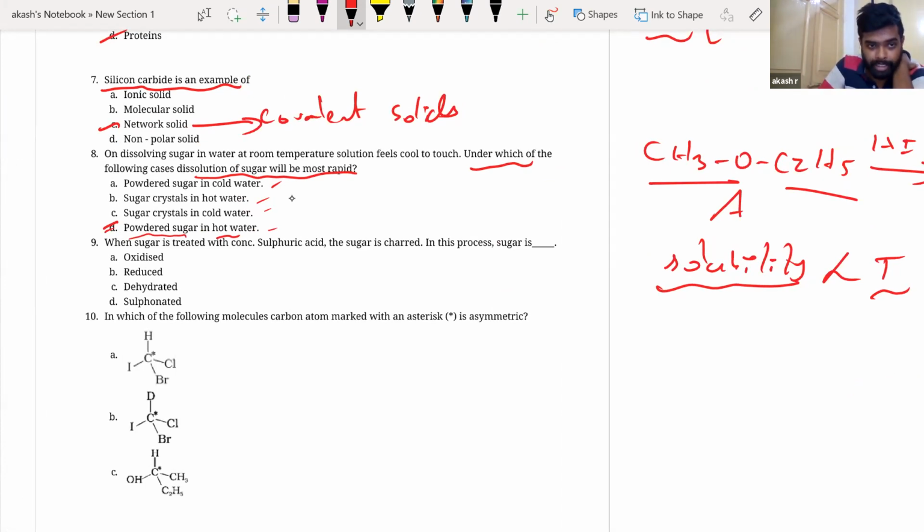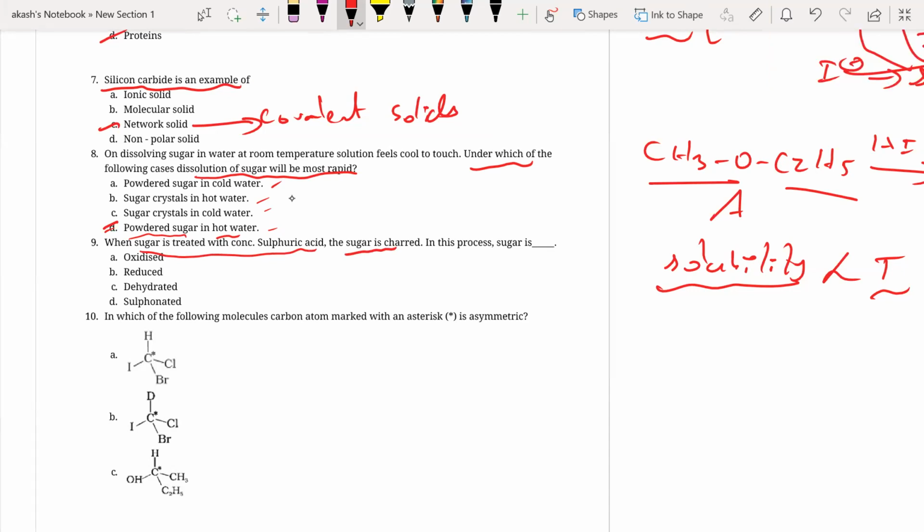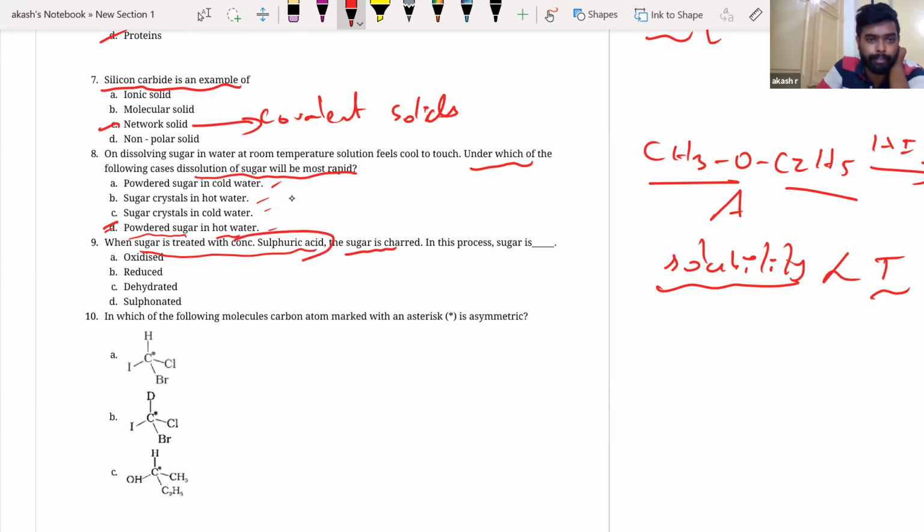When sugar is treated with concentrated sulfuric acid, the sugar is charred, and this process is called? Dehydrated, sir. Absolutely. I know concentrated sulfuric acid is a dehydrating agent. In organic chemistry, you would have seen, right? Concentrated sulfuric acid is a dehydrating agent. So when you add sulfuric acid to sugar, obviously the sugar is charred. That means it is dehydrated.